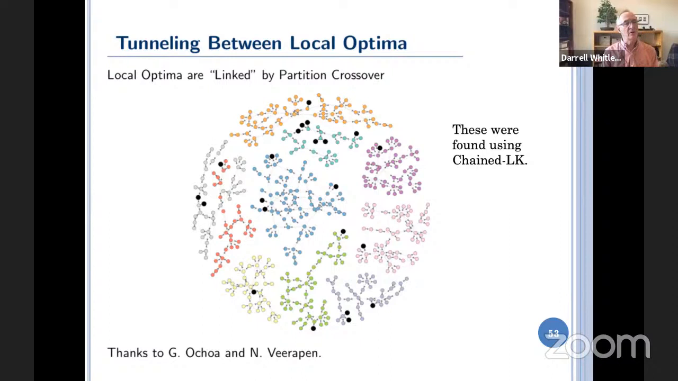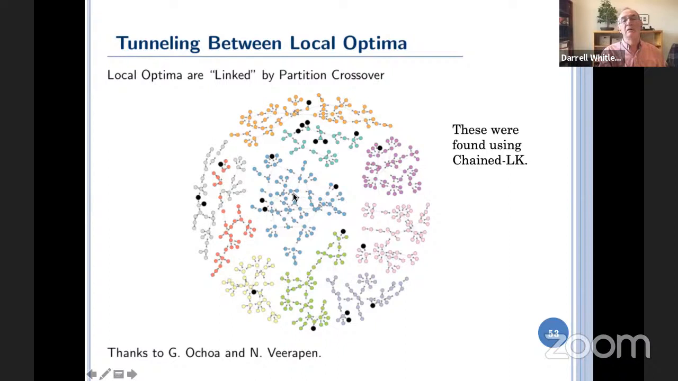In chained LK, you have a variable neighborhood, and depending on what size of neighborhood you're using, you might have a different notion of a local optimum. But assuming that neighborhood is larger than 2-op or 3-op, all of these points would be locally optimal in the 2-op space or the 3-op space. And what they found is that these points that were generated by a local search algorithm are indeed connected through partition crossover. They've colored each connected group a different color, and the black dots are actually globally optimal solutions. So in this problem, you have multiple globally optimal solutions, but those global solutions are in every case reachable through some form of recombination.